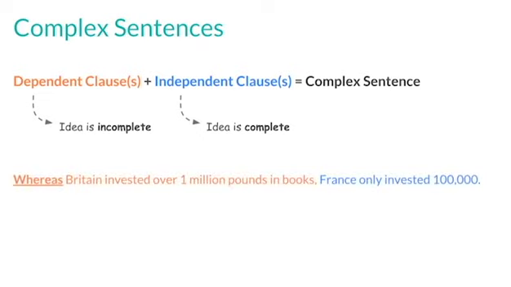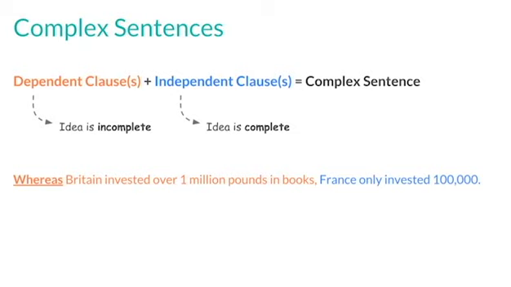So here's our first sentence. Whereas Britain invested over £1 million in books, France only invested 100,000. In this case, the word whereas is the subordinating conjunction. I want you to notice that France only invested 100,000 is an independent clause. It's a complete idea and it can stand by itself. That means that if we were to just write this clause as its own sentence, it would still make sense, because it's a complete idea.